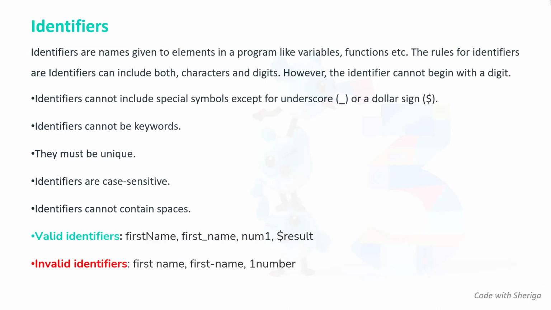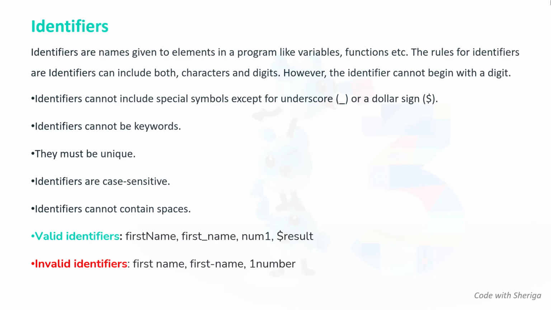Another thing worth mentioning is that identifiers are case sensitive. So if you create a variable or a function in uppercase, calling it in lowercase will result in an error. So identifiers are case sensitive.